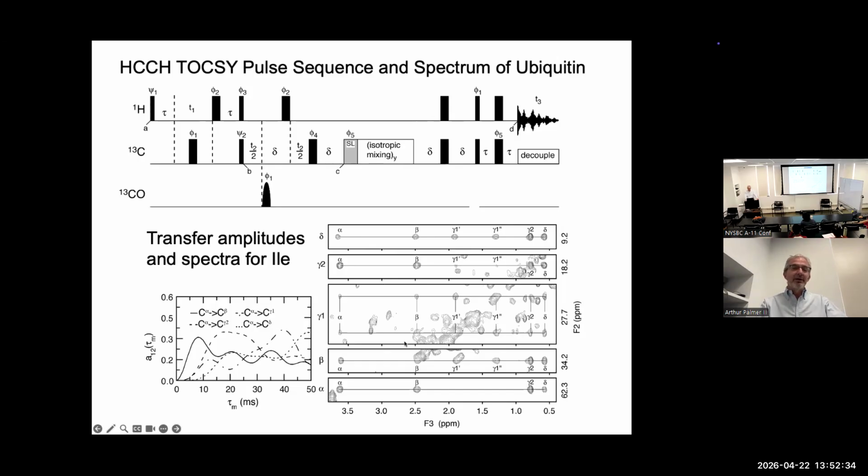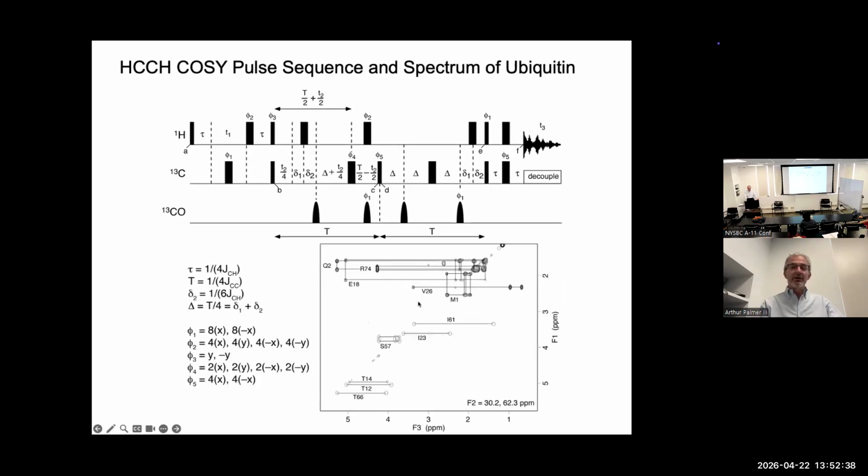the backbone. If we replace the isotropic mixing with something that looked like the COSY, we would then have basically the COSY, but now the carbon rather than hydrogen. But the same idea basically applies.